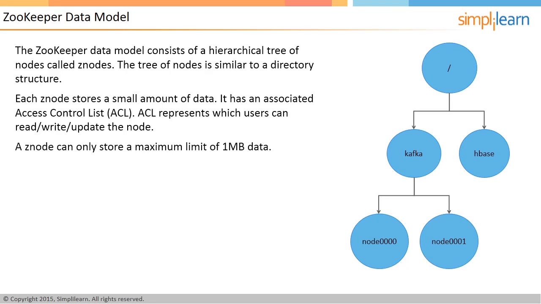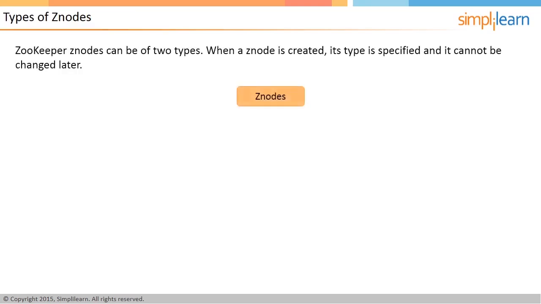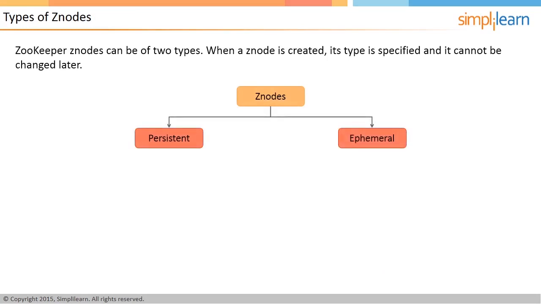Zookeeper znodes can be of 2 types, persistent znodes and ephemeral znodes. Note that when a znode is created, its type is specified and it cannot be changed later. Persistent znodes are permanent and have to be deleted explicitly by the client. They stay even after the session that created the znode is terminated. Ephemeral znodes are temporary. These znodes are deleted automatically when the client session creating them ends.